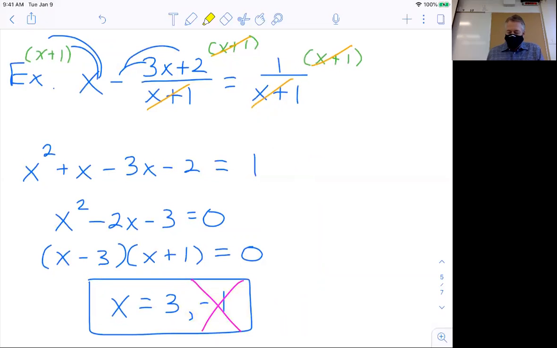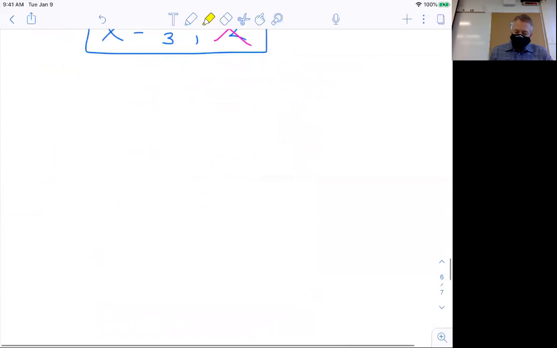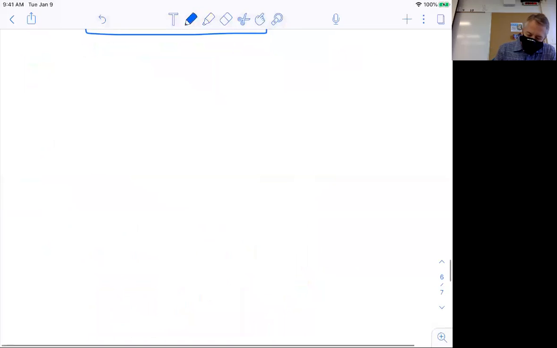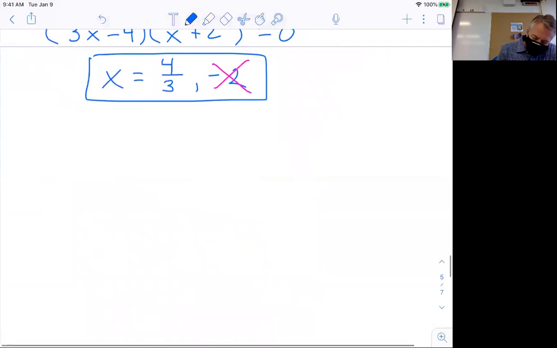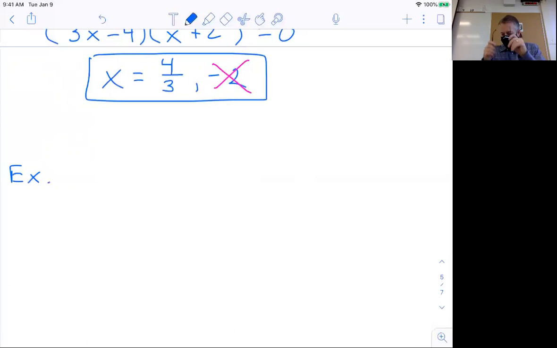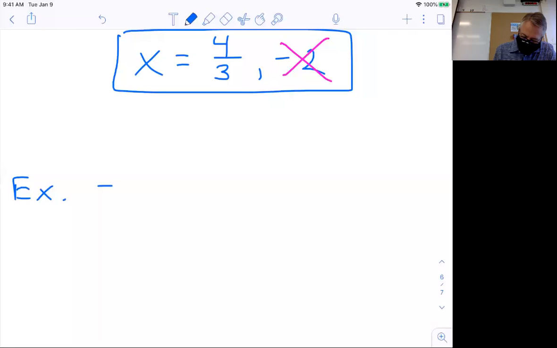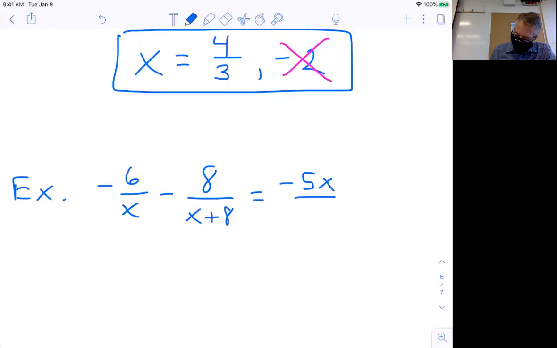You know, I mean, let me write the next problem. So I have -6 over x minus 8 over x plus 8 is equal to -5x over x plus 8.